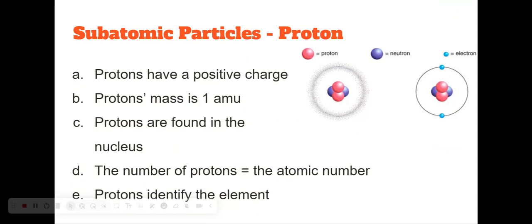Now, there are 3 subatomic particles that make up the atom that we are going to study. The protons, which are in the nucleus, they have a positive charge. Their mass is 1 AMU. Remember, that's atomic mass unit. So the proton's mass is 1 AMU. And the number of protons is going to be equal to the atomic number. Protons identify the element. So all atoms that have 1 proton are going to be atoms of hydrogen. All atoms that have 2 protons, or an atomic number of 2, will be atoms of helium. The number of protons identifies the element.